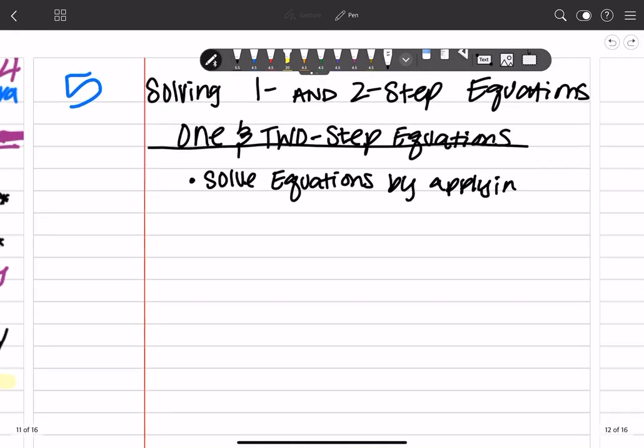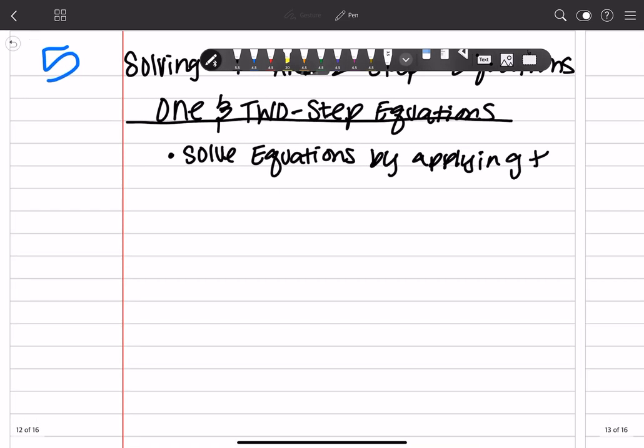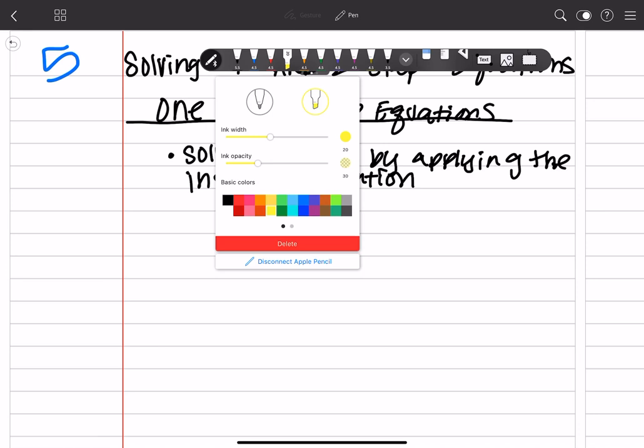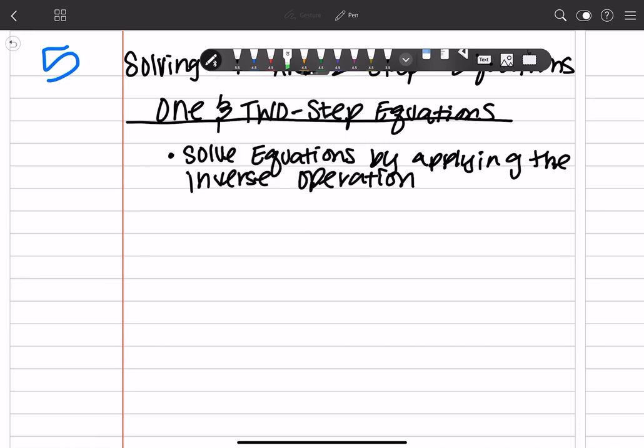Uh-oh. There we go. Now we can see a little bit better. All right, so I think we're going to use green today for our highlight. Let's do that. It's kind of weird, pretty green.